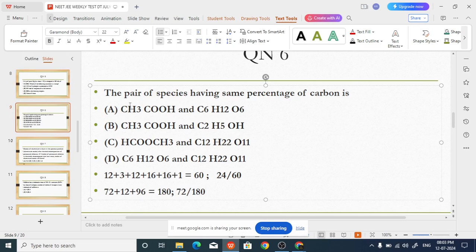So the pair of species having same percentage of carbon, A is the answer. Now if you calculate B, C, D, it may not be equal. So I'm not calculating, but this is the way you should calculate. Okay. Question number 6. Question number 7.